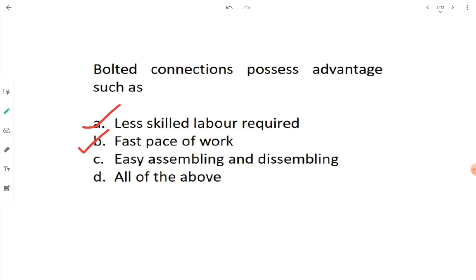Then easy assembling and disassembling, okay, the tools that we are going to require are very simple. The operation of installation and uninstallation is very easy. That's why option C is also right. Therefore the most correct option here, suitable option, is option D, which is all of the above.